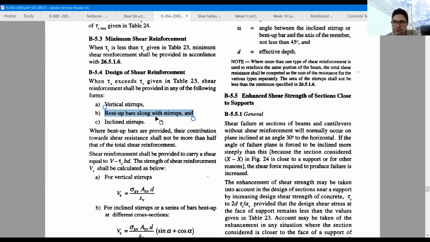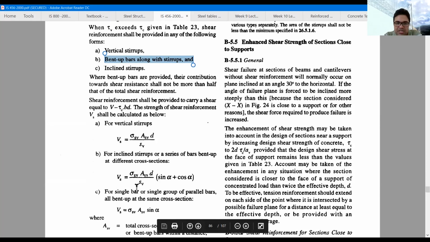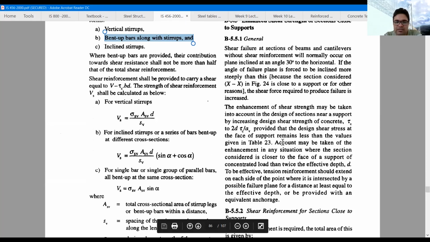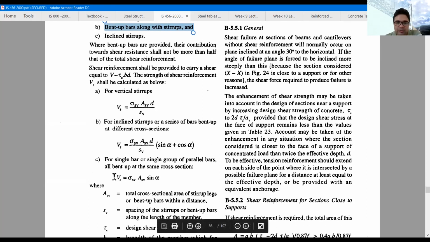So the shear force resisted by the vertical stirrups, we can calculate using this formula for vertical stirrups, and the shear force resisted by the bent up bar, we calculate using this formula. So generally in this there is a formula with sine alpha.